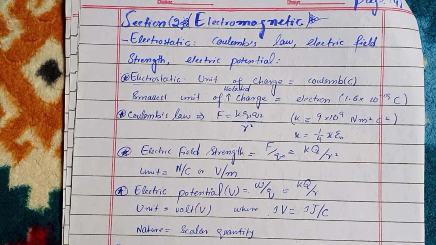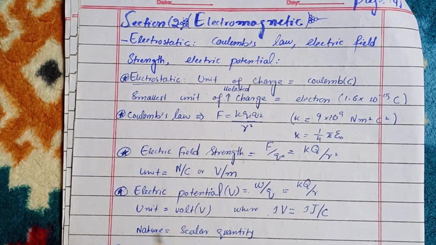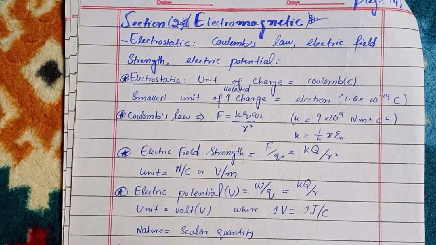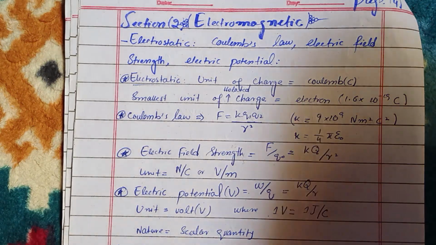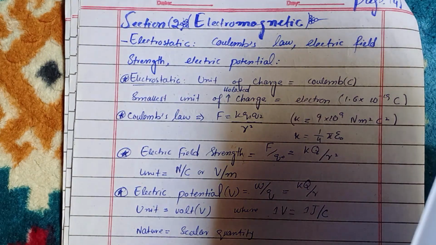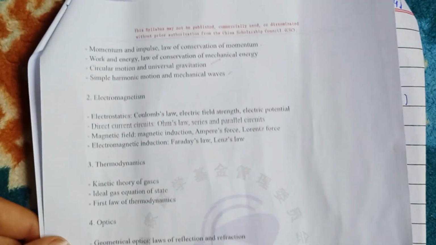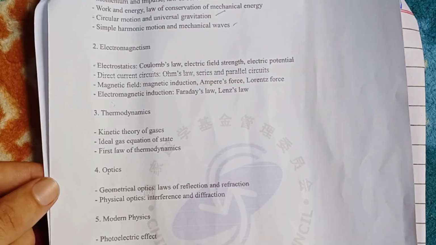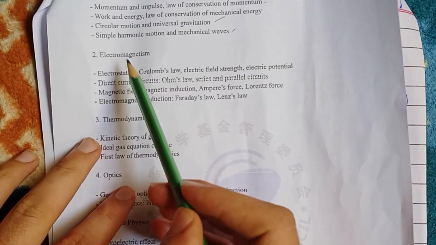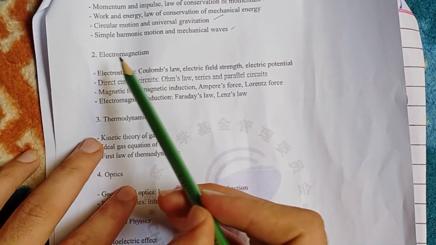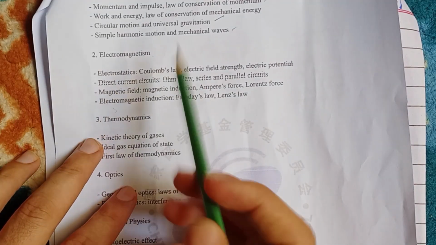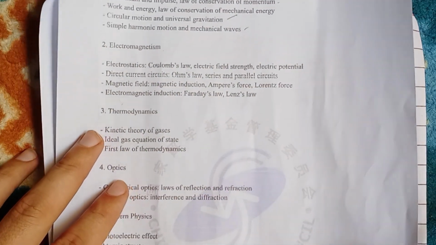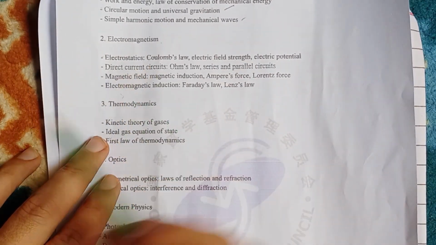Today we are moving to our next topic, which is electromagnetism. I will first quickly show you what is covered under this topic and the syllabus, and then we will go straight into my handwritten notes. So let's get started. Today we will cover electromagnetism. This is the main topic, and in electromagnetism we are going to cover electrostatics.